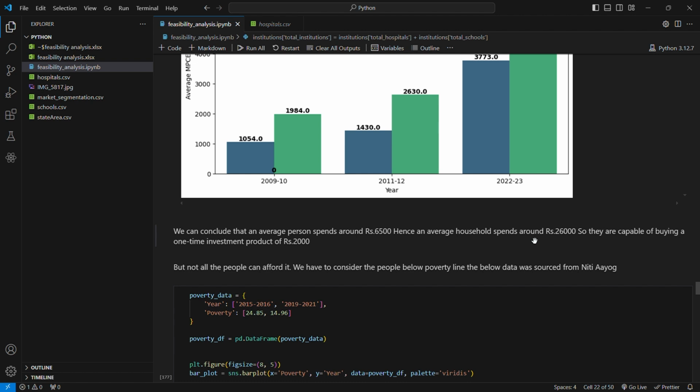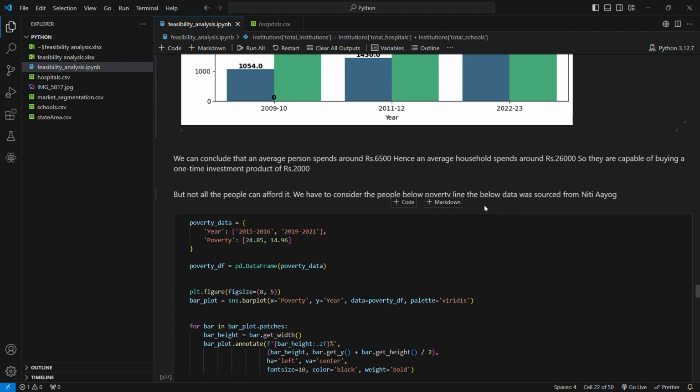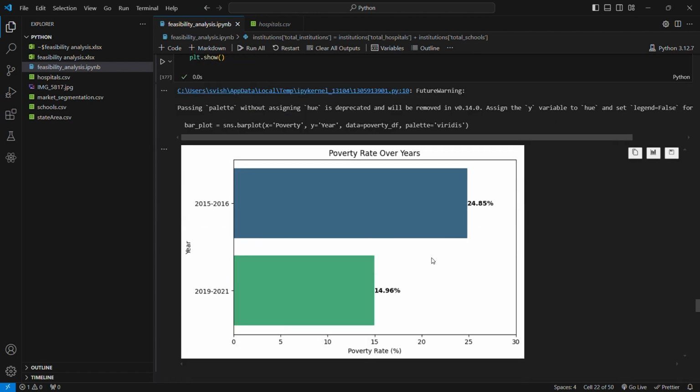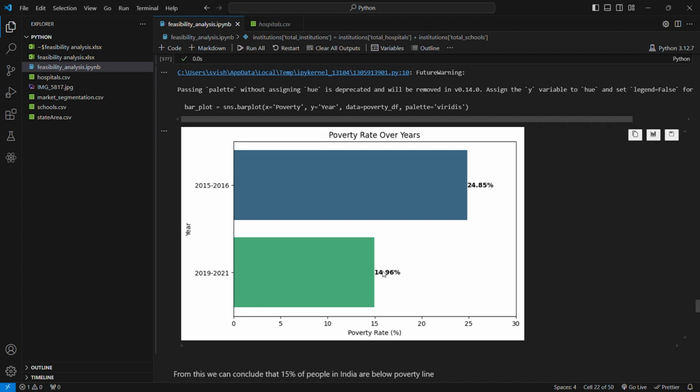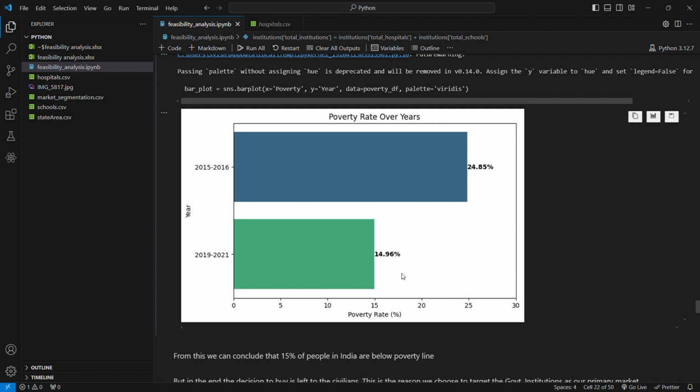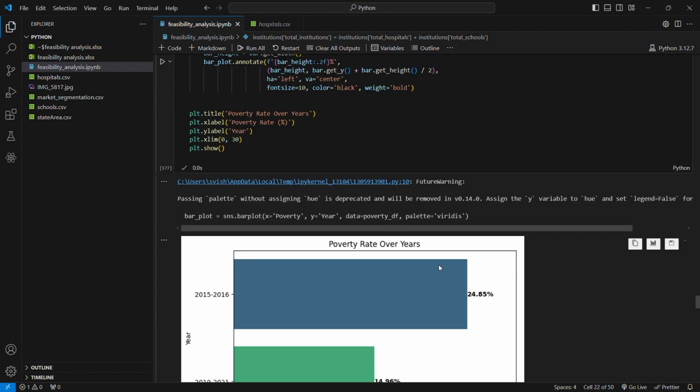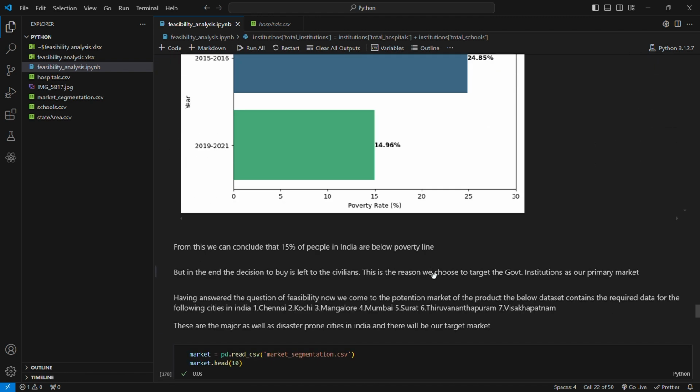And now we also have to look at the people who are below the poverty line who won't be able to afford this. And all of this data is now sourced from Niti Aayog. Around 14 or 15% of the people in India are below the poverty line. So we have to exclude them from this data set. But even after excluding them, the choice to buy this product rests entirely upon the civilian. We won't be able to force the civilians to buy this product. But when it comes to the government, we'll be able to push the product through to the government institutions through the government itself. So that is why our major focus is going to be on the government institutions.